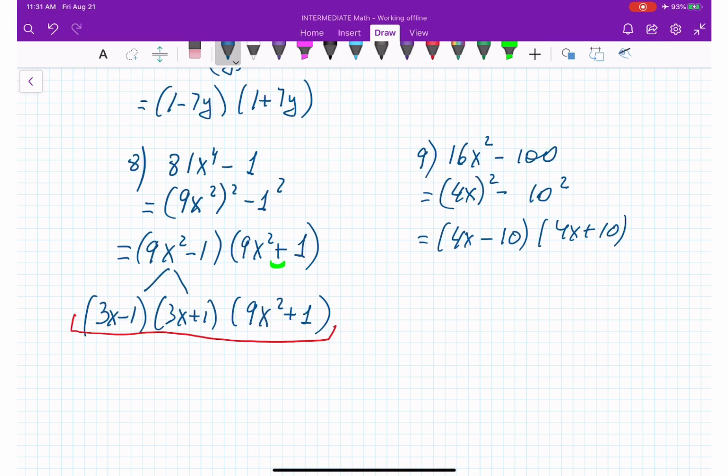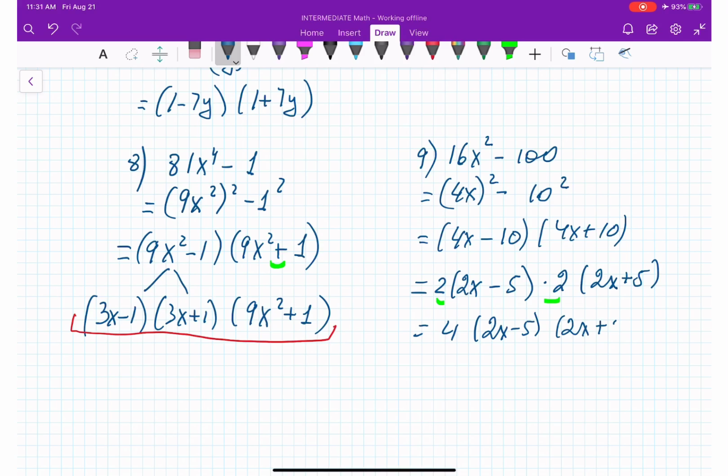Okay, well, we broke it down. Let me see. 4x minus 10. Can I take out 2? Yes. I can have 2x minus 5. And here also, 4x plus 10, I can take out 2. I will get 2x plus 5. Which means I will get 4 times 2 times 2, right? 4 times, and I will have 2x minus 5 and 2x plus 5.